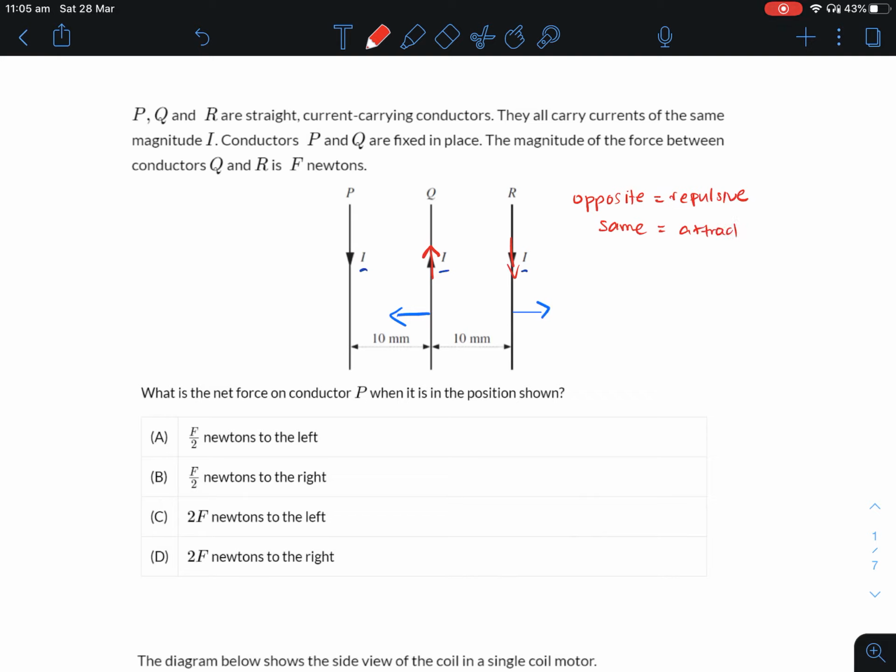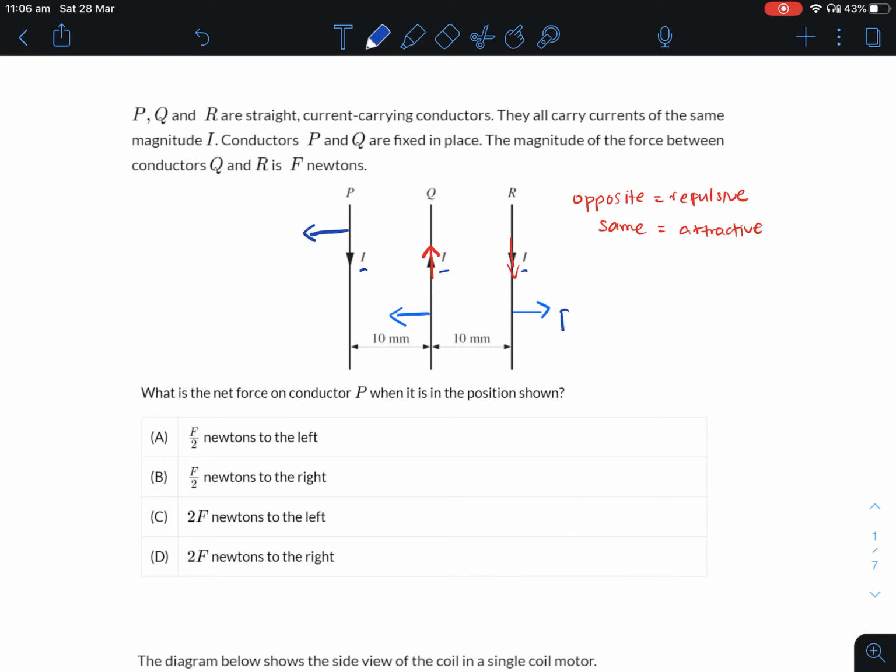And so the question asks us, what is the net force on conductor P when it's in the position shown? Let's have a look at conductor P. Conductor P is going to experience two forces. One is going to be from conductor Q, and the other one is going to be from conductor R. Let's focus on one at a time. Let's focus on the force that's going to be placed on P by Q. If we compare P and Q, we notice that the currents are flowing in opposite directions, which means that there's going to be a repulsive force away from Q. So there's going to be a force on P in this direction.